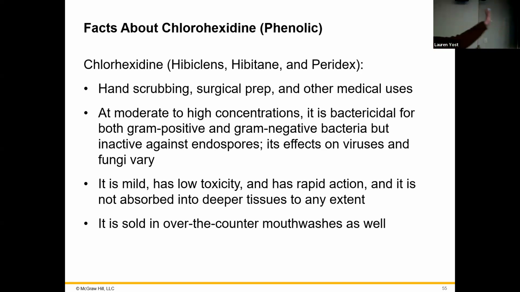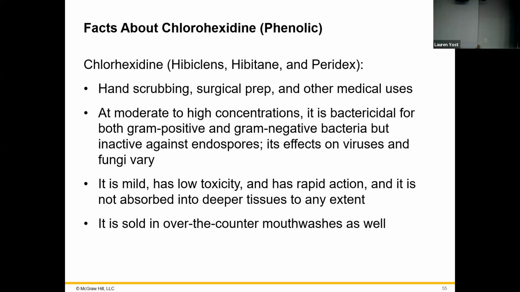So anyways, moving on, chlorhexidine is derived from phenol. It's not phenol, but it has the same chemical derivatives. And of course, it has chlorine in it as well, so it has that other aspect going for it. But it's based on the phenol chemical structure. Hibiclens, Hibitane, and Peridex are all basically commonly used forms of liquid based on chlorhexidine.